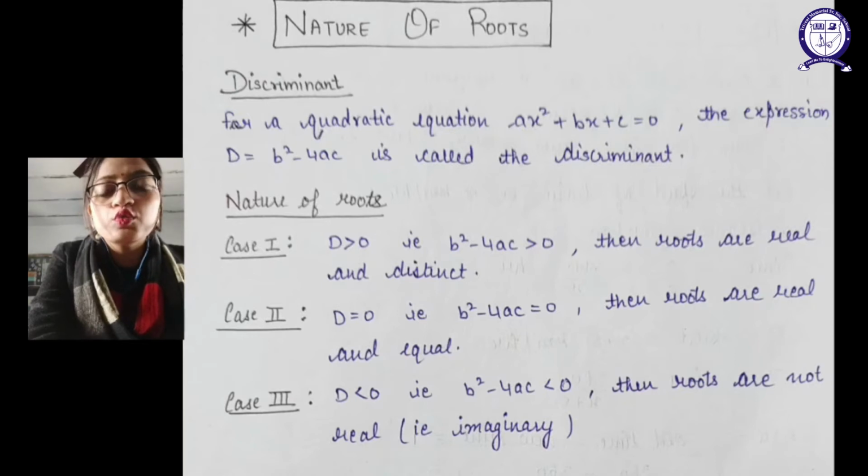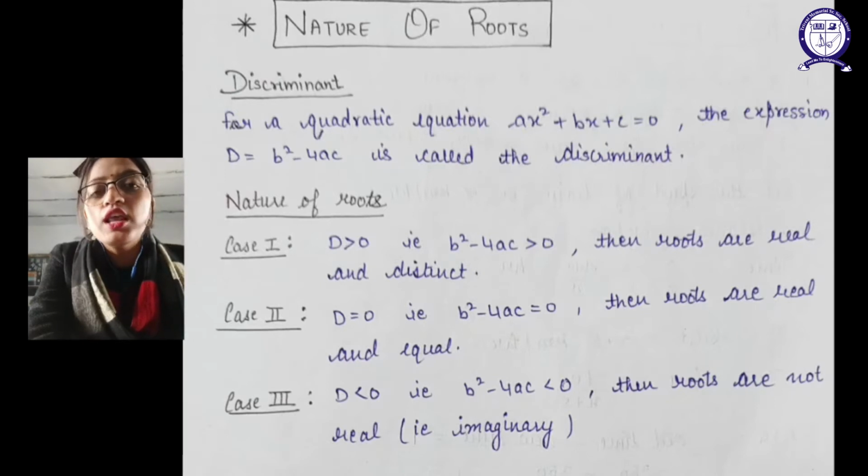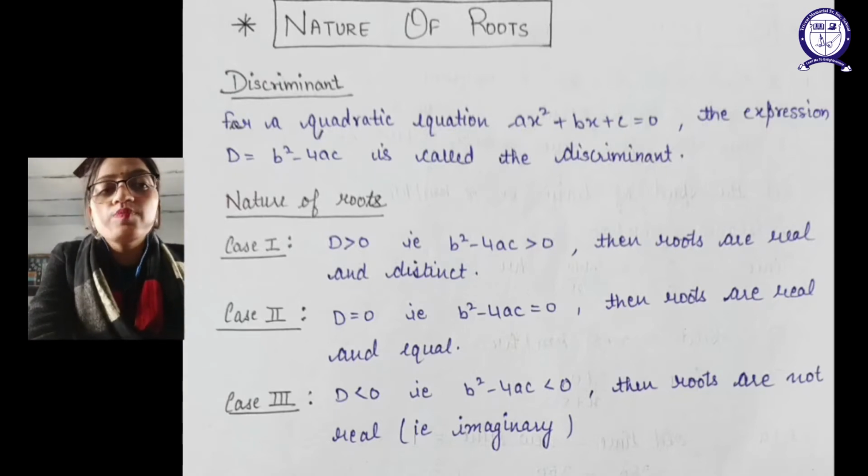Now for the nature of roots we have three cases. D can be equal to 0, greater than 0 or negative. Case 1, if D is greater than 0, that is if it is positive, the roots are real and distinct. The roots will come out to be real numbers and they will be distinct. Distinct means they will be different from each other. Like one will be 2, the other will be 4, or one will be 3, the other will be 10. Or they can also be in the form of under root, because irrational numbers also come in the category of real numbers. So root 2, 2 plus root 2, these can also be the answers.